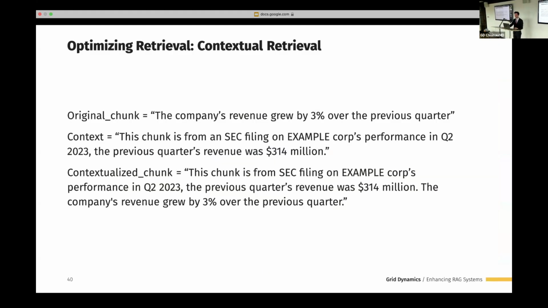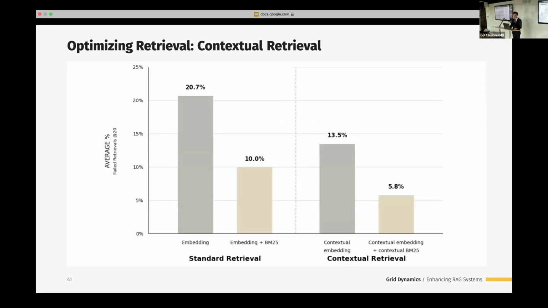And let's go to the example that I gave in the beginning. You can see the context generated by the LLM says the chunk is from an SEC filing on Corp company's performance in Q2, and the previous quarter revenue was 340 million. So this context is put into the original chunk, so you have a bigger chunk, but this increases the accuracy of retrieving the right document because that chunk now has a lot of information that can increase our retrieval.